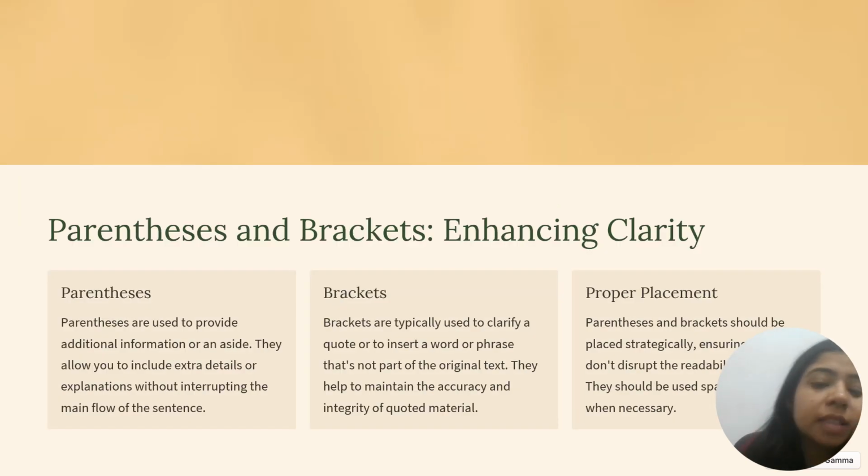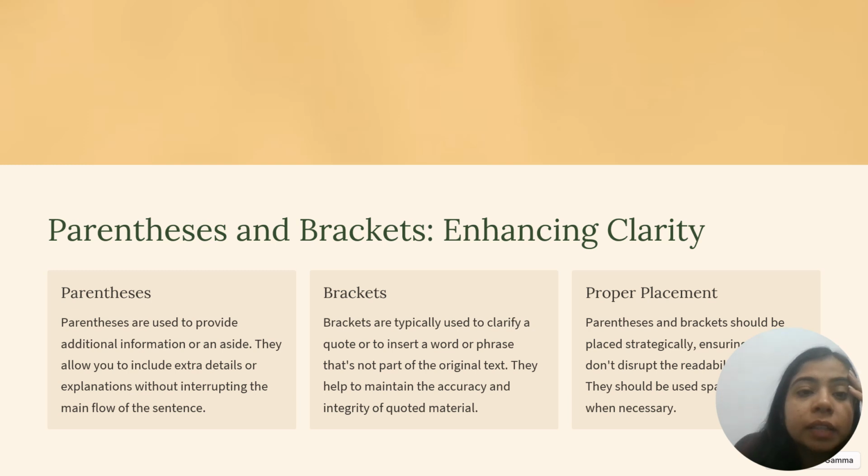Next is parentheses and brackets. So parentheses are used to provide additional information or an aside. They allow you to include extra details or explanation without interrupting the main flow of the sentence. Okay, so suppose I'm saying a boy was running to his school, but I want to tell one more piece of information, that the boy was in 8th standard. So I will write the boy, then I will put an open bracket, and I'll write who was in class 8, and I'll close the bracket, and then I'll write the rest of the sentence, was running towards the school.